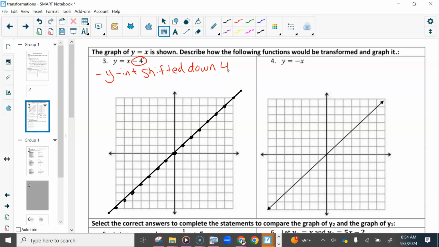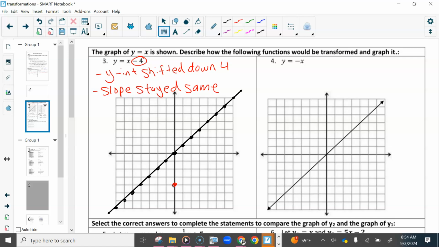Okay. Did the slope change? Nope. So even though it didn't change, since we're describing everything, we still need to state it stayed the same or that it didn't change. And then to graph this, the y-intercept shifted down 4. So it was at 0 and it shifted down 4. So I'm just going to move this down 4 points and plot a new point.